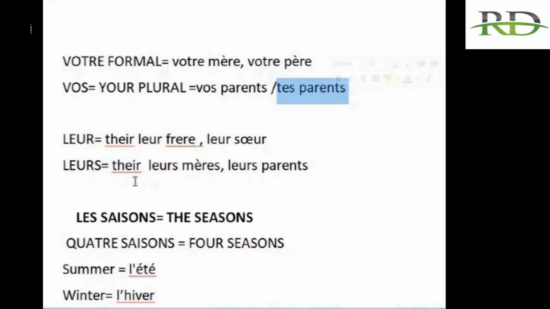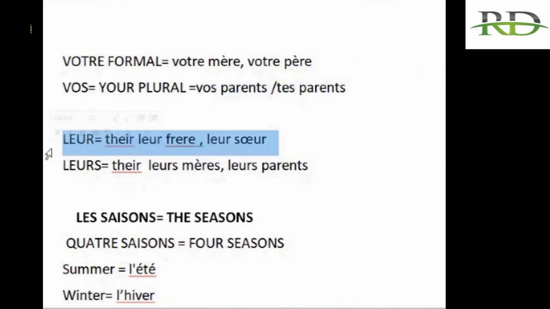Okay, alors, on commence. Okay, leur and leur. Unka, unki. Or unke. Again, this leur is for singular. Unka bhai. Unki behen. But when you move on to unke, then leur mère. Leurs parents. Plural.